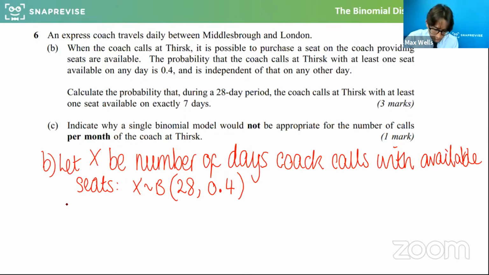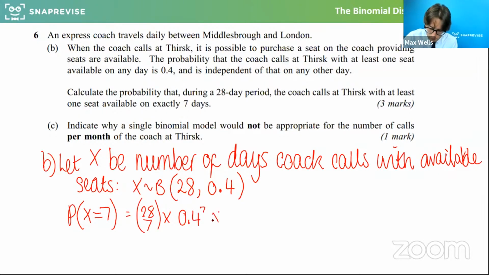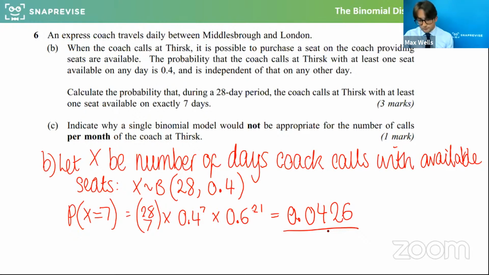So then what we do is we want to find the probability that X is exactly 7 out of that 28-day period. So that will be 28 choose 7 times 0.4 to the power of 7 times 0.6, the chance it doesn't have a seat, to the remaining 21 days. And that should come out as 0.0426.